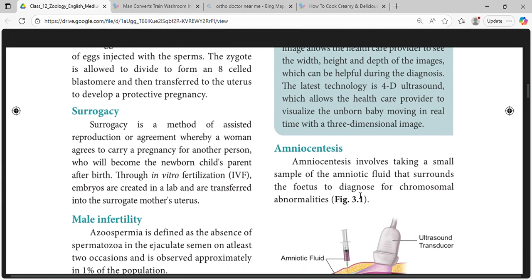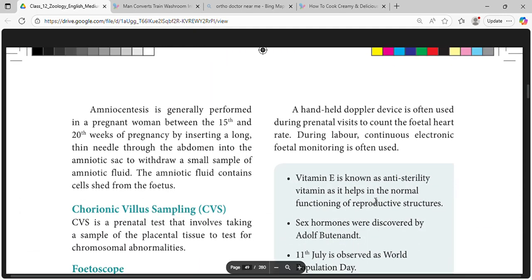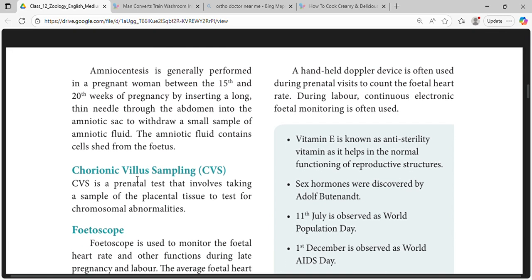Amniocentesis involves taking a small sample of the amniotic fluid that surrounds the fetus to diagnose chromosomal abnormalities. Amniocentesis is generally performed in a pregnant woman between the 15th and 20th weeks of pregnancy by inserting a long, thin needle through the abdomen into the amniotic sac to withdraw a small sample of amniotic fluid. The amniotic fluid contains cells shed from the fetus.